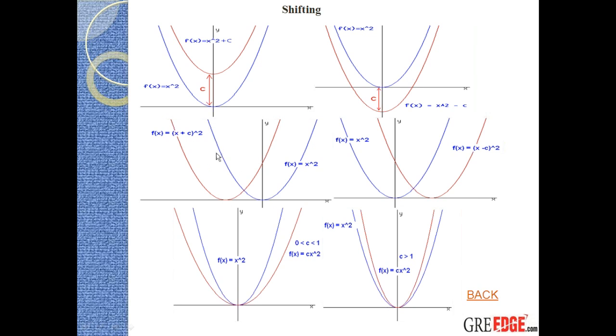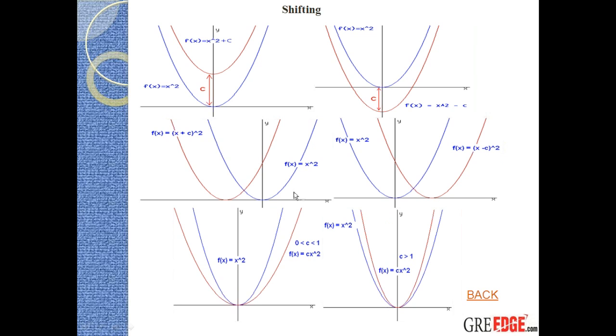So if a constant is added to x, the vertex and the graph get shifted by c units along the left hand side. Now instead of adding a constant to x, if it is subtracted from x, f of x is equal to x minus c the whole square, the graph gets shifted along the x-axis, but now it gets added. It is vice versa. So if a constant is added to x, it shifts along the left hand side to minus c. When it is subtracted, x minus c whole square, it gets shifted along the right hand side.